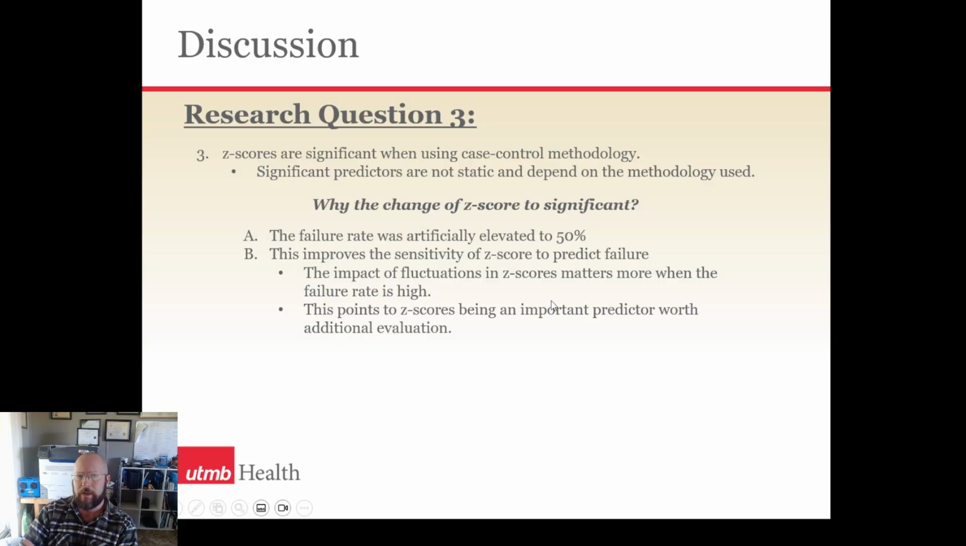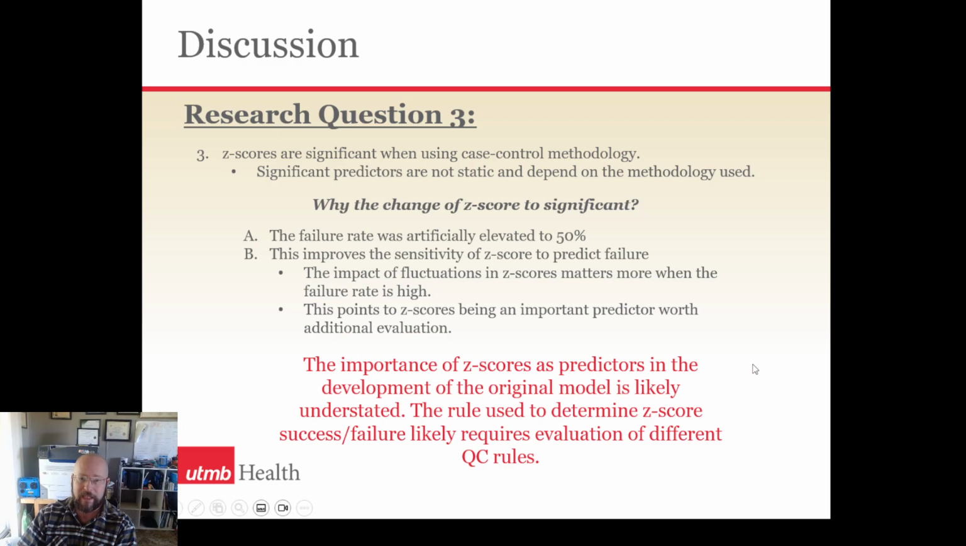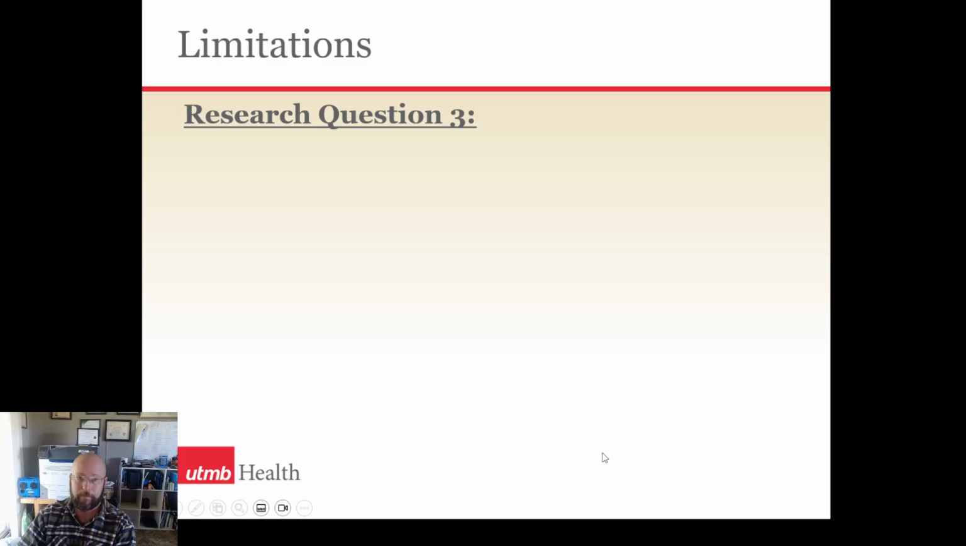In research question 2, when we're developing the statistical model, Z-scores were insignificant. In other words, quality control didn't predict failure at all. But then when we apply a case control methodology to this, we do see that Z-scores, quality control, does have some predictive value, as you might intuitively predict. So the importance of Z-scores as predictors in the development of the original model is likely understated because of the rarity of failure. And the rule to determine Z-score success or failure likely requires evaluation of different quality control rules.